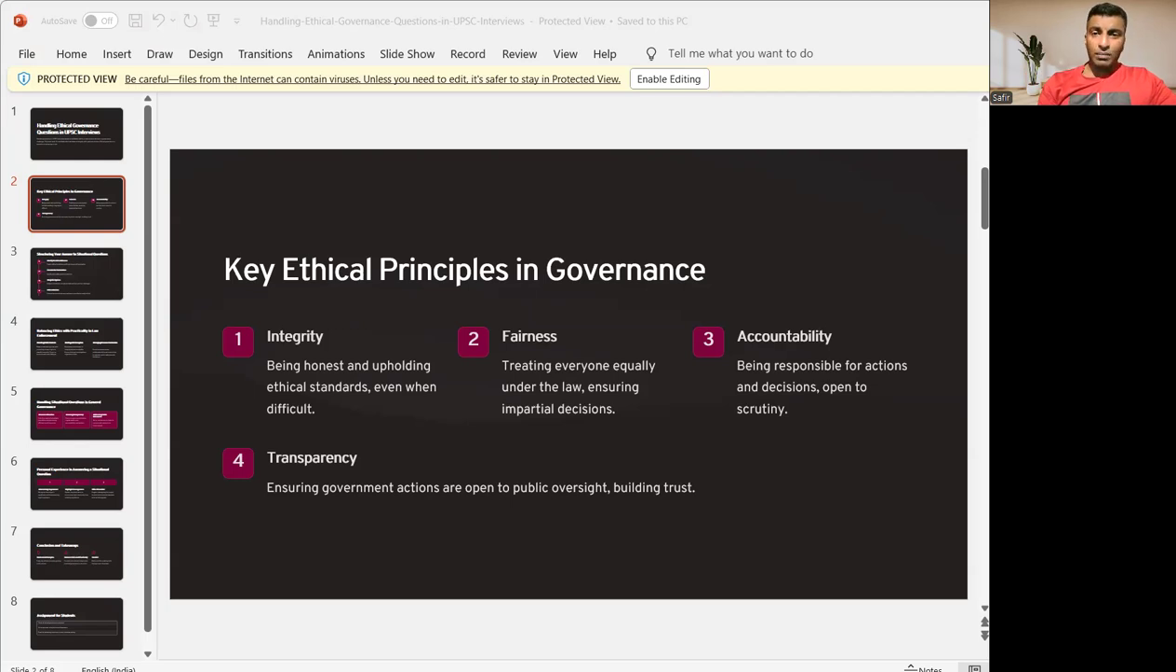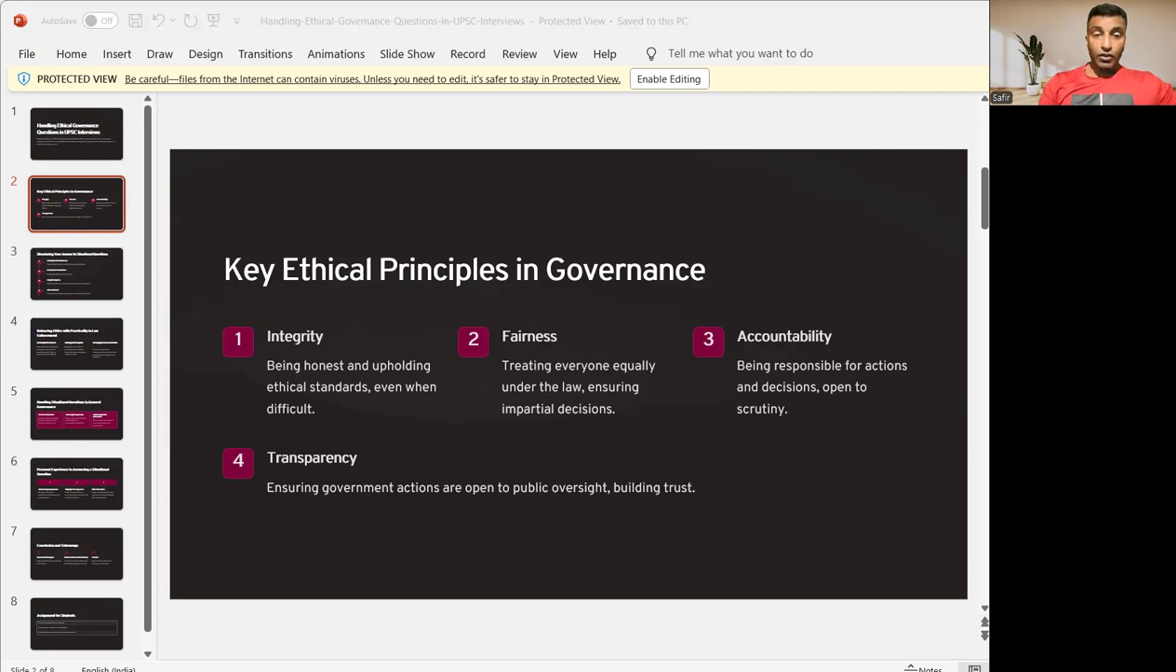Now, coming to accountability, which means being responsible for your actions and decisions. So civil servants must be open to scrutiny and willing to explain their decisions to the public. So that extreme level of accountability is also required and expected. Transparency ensures that government actions and decisions are open to public oversight. So it builds trust between the government and the people by ensuring that decisions are made openly and fairly.